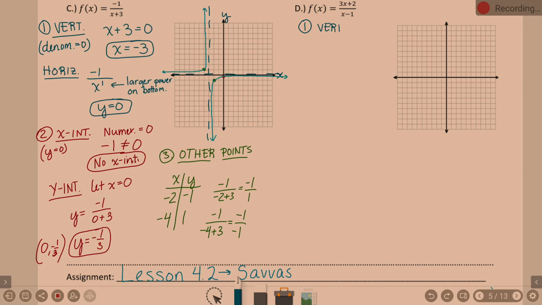Vertical asymptotes. Vertical asymptote, what are you getting? It's that x minus 1 equal to 0, because it's our denominator equal to 0. X equals 1. Do you like if I go ahead and put them in as we go? Some of you like it. So x equals 1. So on my x-axis, I need to go 1 over. I'm going to cross through x at 1. So I'm going to have a vertical asymptote right there.